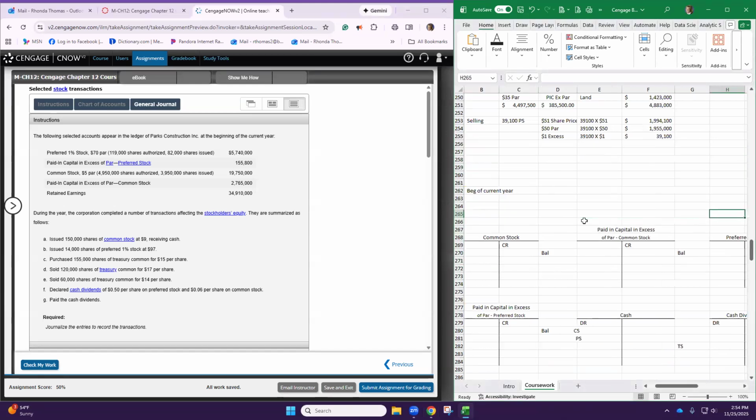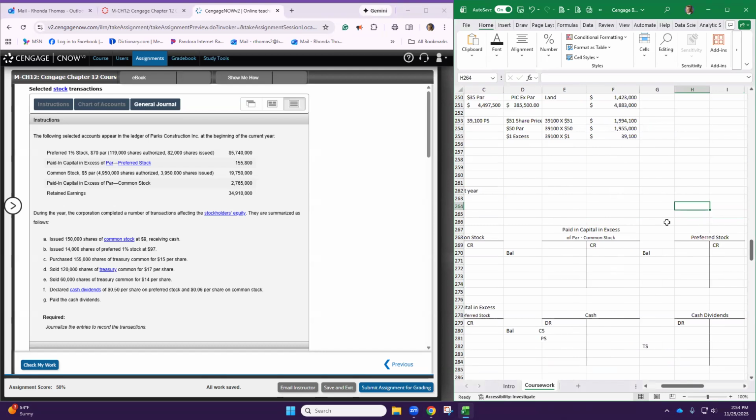Okay. So preferred, we have how many shares? It looks like we have 82,000 shares issued. So I'm just going to put them all up here. 119,000 shares authorized. That's from the charter. They have sold 82,000 shares issued. Okay, so we want 82,000 here.